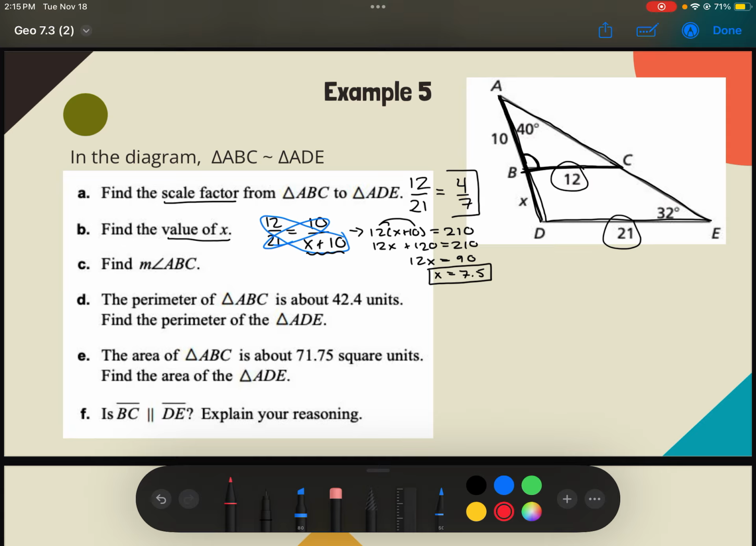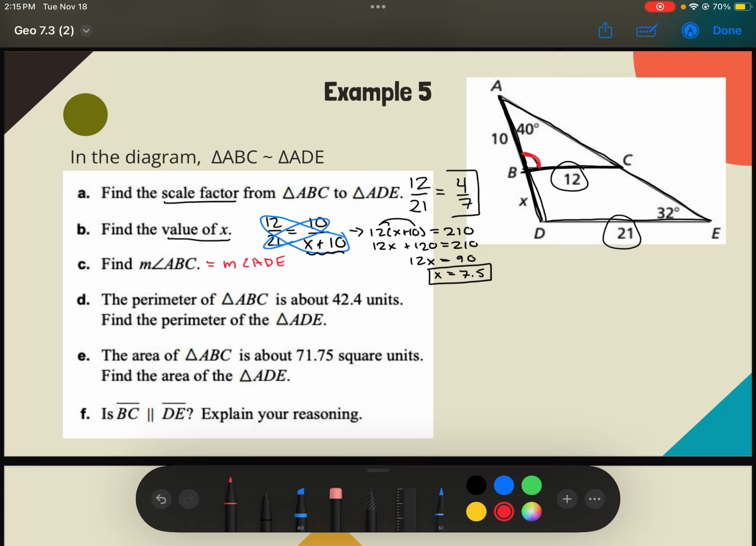Next, they want us to find the measure of angle ABC. That's this guy over here. I'll mark it in red. ABC. Well, I know in similar figures that all angles have a corresponding congruent partner, right? So I know that angle ABC is going to have to be equal to the measure of angle ADE.